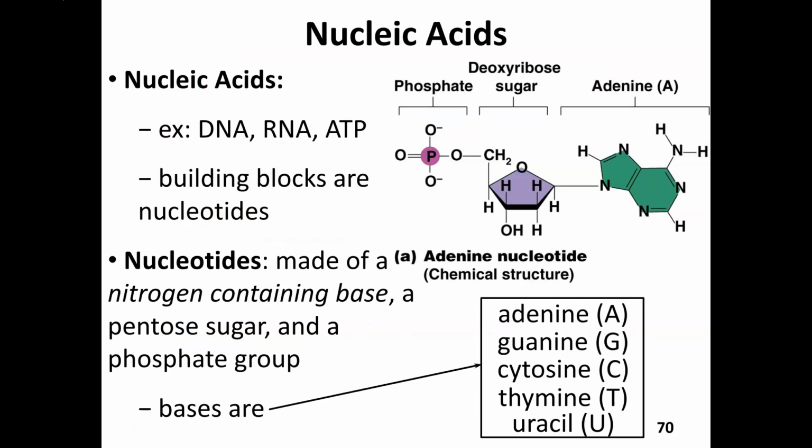The last structure that I'm going to talk about, or the last organic molecule I'll talk about, are nucleic acids. Nucleic acids include your DNA, your RNA, and ATP. Nucleotides are what make up nucleic acids. And so over here are the different bases. We have adenine, guanine, cytosine, thymine, and uracil that make up these different nucleotides, which make up the nucleic acids.